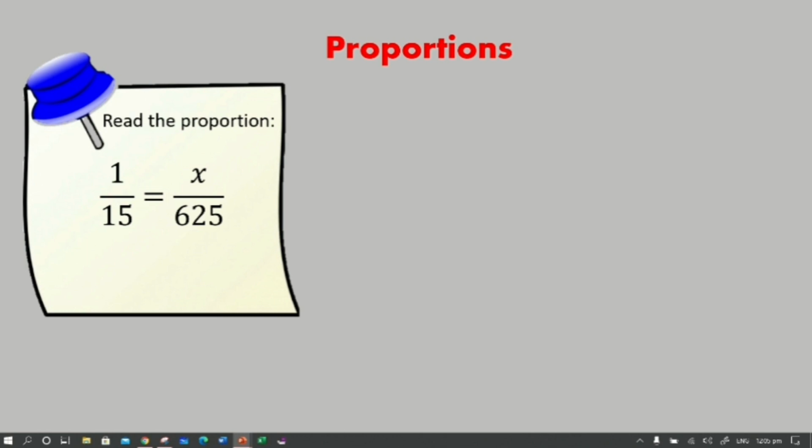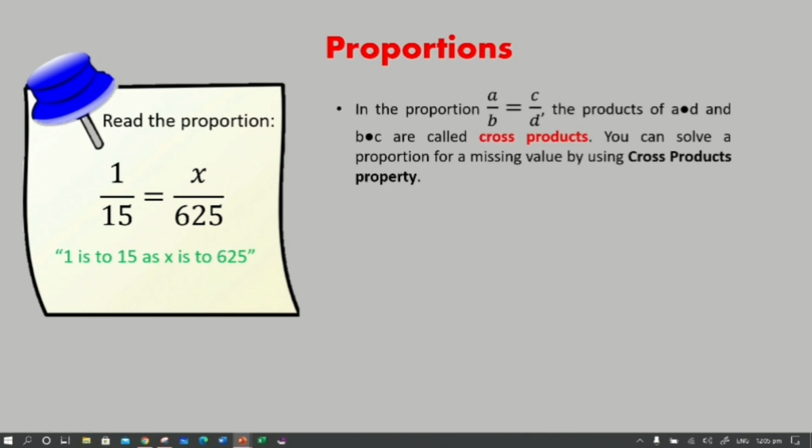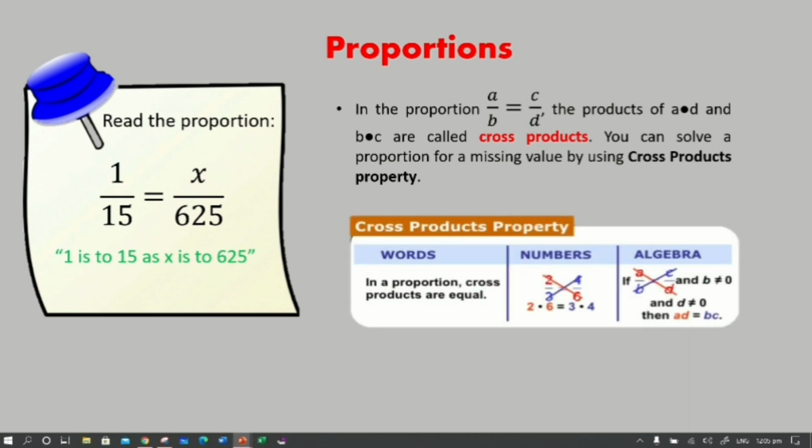Let's try to read the proportion. How do we read this? That is simply 1 is to 15 as x is to 625. In the proportion A over B is equal to C over D, the products of A times D and B times C are called cross products. You can solve a proportion for a missing value by using the cross product property. In a proportion, cross products are equal. Just like what I said earlier, the product of the means is equal to the product of the extremes.